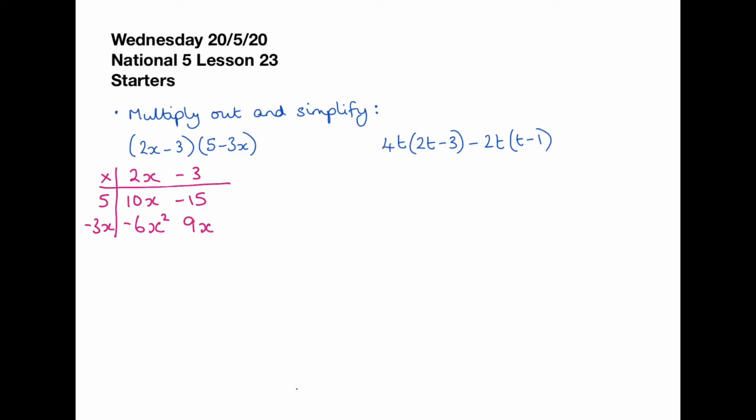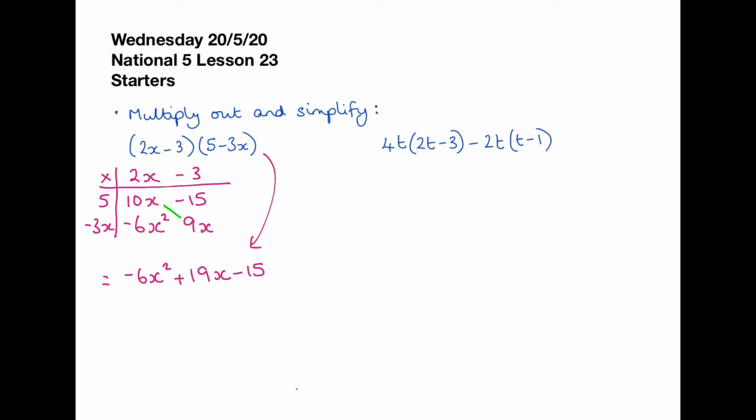So we can see that the two things that will simplify by collecting like terms are these two here. So altogether we end up with negative 6x squared, and then we've got 10x add 9x, so that gives us plus 19x and minus 15. And we would have got the same answer regardless of which method we had used for that.